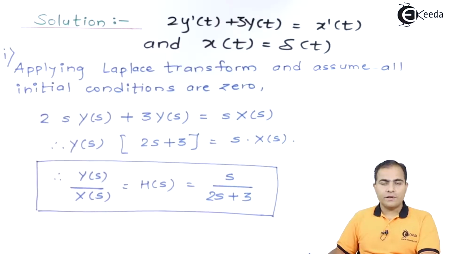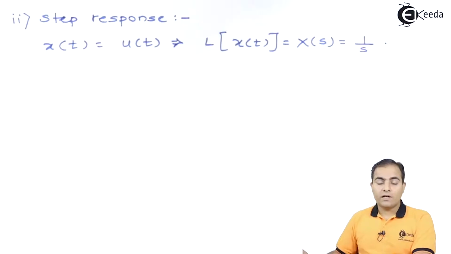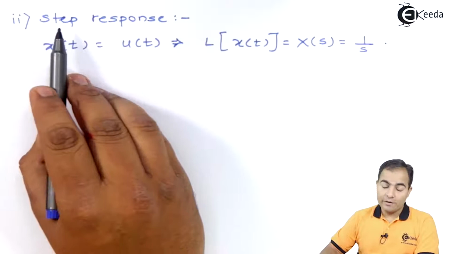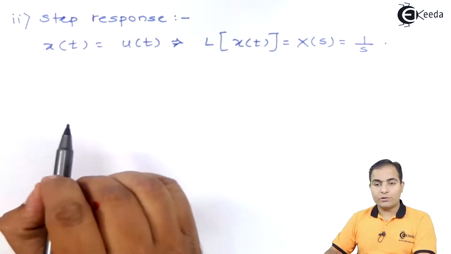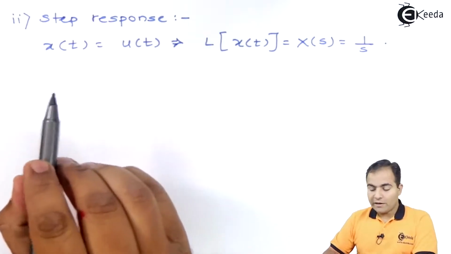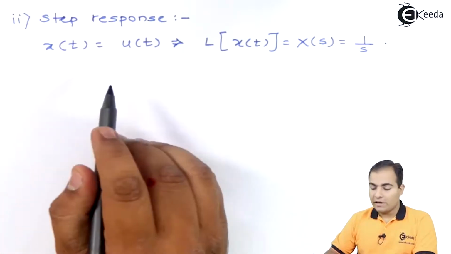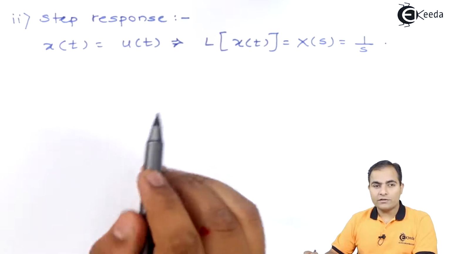Now, what is our next step? We have to find the step response, which means we have to substitute x(t) as u(t). The second part was the step response, so we have to calculate it. But before moving to the step response, first apply the input as a unit step, that is, consider the input x(t) as a unit step, and then calculate its Laplace transform.